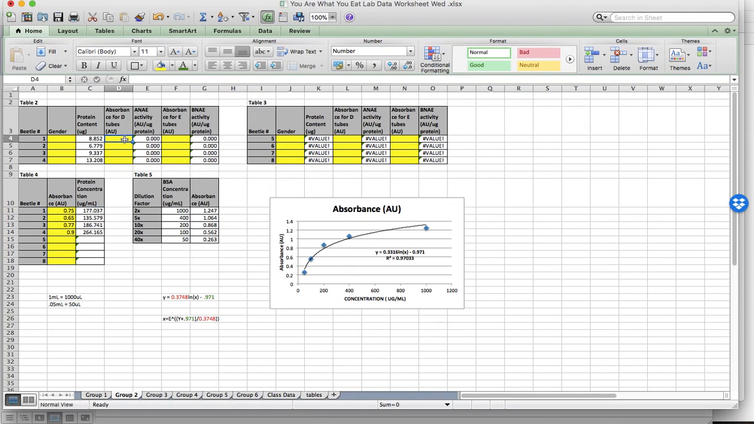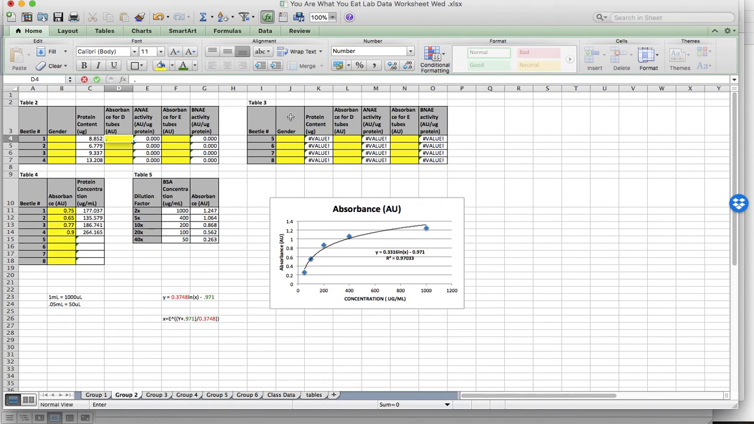Then you want to put the absorbances for the D tubes. So this would be from lab 1 and lab 2 for table 3. So this is the data that you should have collected during the first 2 weeks. So again, since I don't have your data, I'm going to put in random numbers just to move on with this presentation.